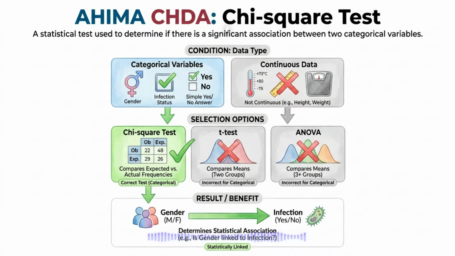A chi-square test looks at the difference between what you mathematically expected to happen and what actually happened in the real world. For example, if you want to see if a patient's gender is statistically linked to whether or not they get a specific infection, the chi-square test is the perfect tool. This test is incredibly common in public health research when analyzing demographic categories and simple disease presence.